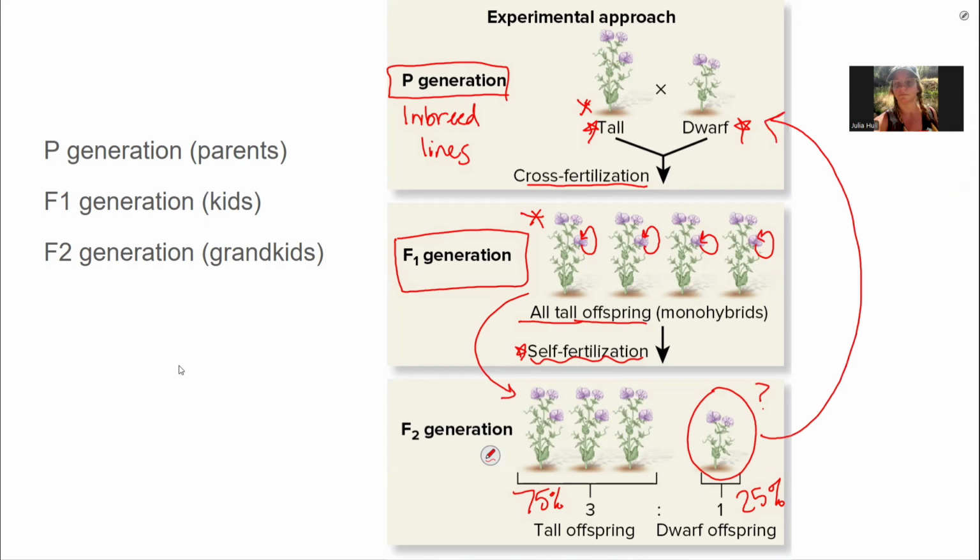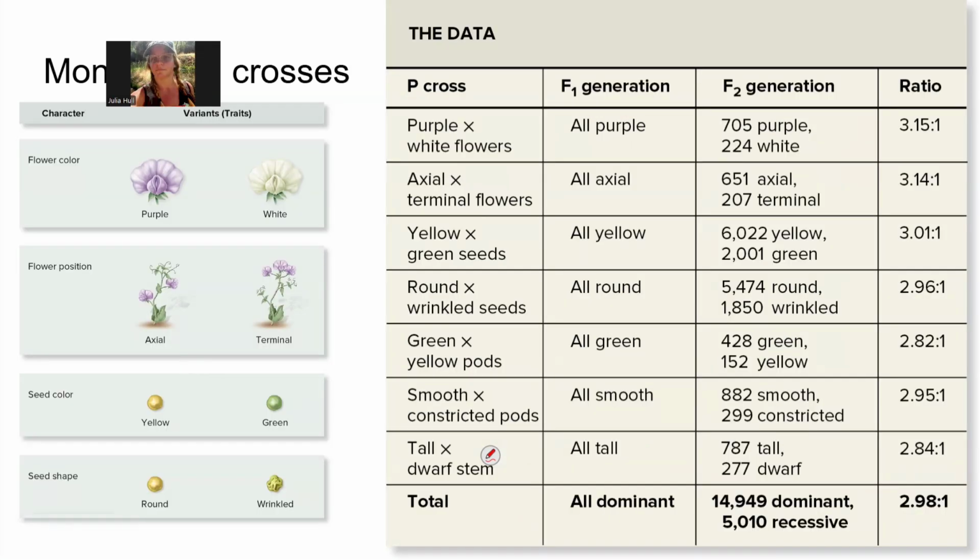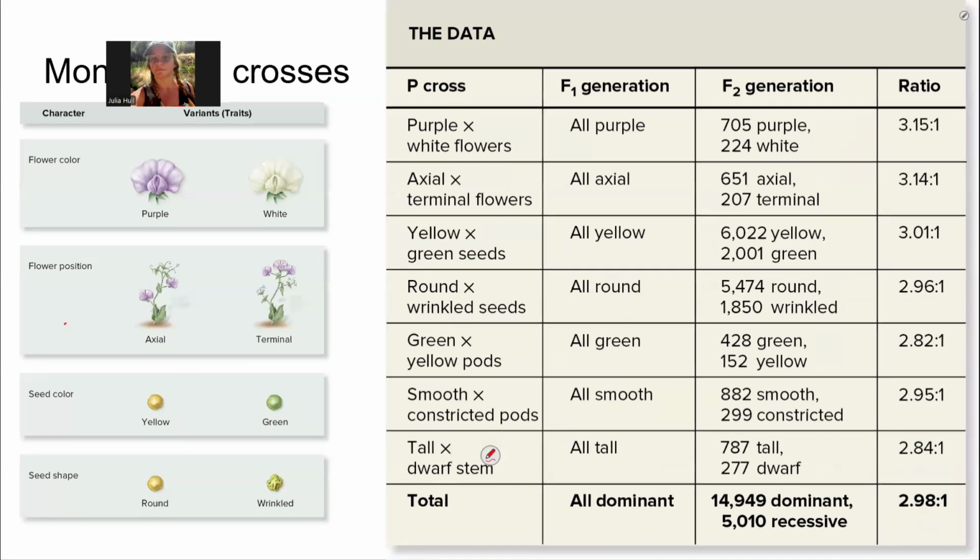Well, Greg obviously noticed that that short trait skipped a generation. Right? This was novel at the time. So Greg didn't do this with just the height of the plants. He also looked at a total of 7 traits. So flower color, flower position, seed color, seed shape, right?